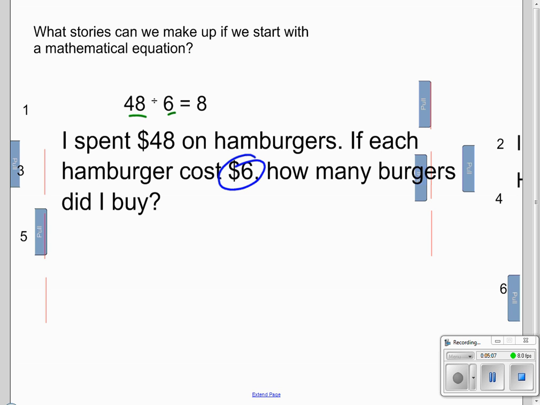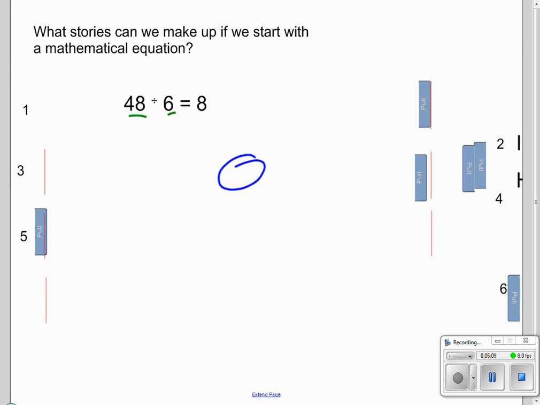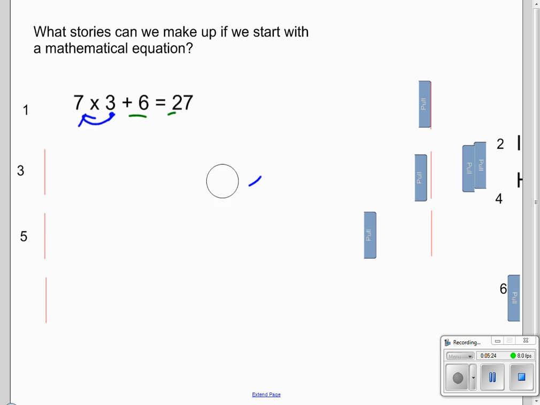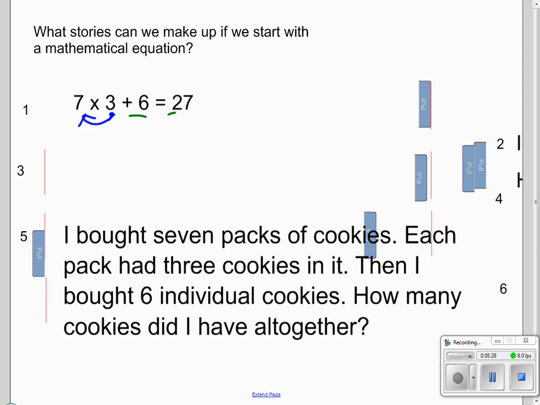All right, and our last example of this, let's try 7 times 3 plus 6 equals 27. So on this one, remember, I have 3 of something, and I'm multiplying it by 7. So I have 7 groups of 3, and then 6 more of whatever that is. So let's see what example we came up with for that. I bought 7 packs of cookies. Each pack had 3 cookies in it. Then I bought 6 individual cookies. How many cookies did I have altogether?